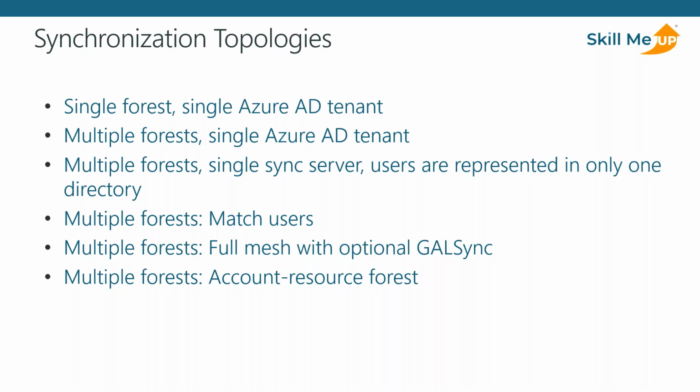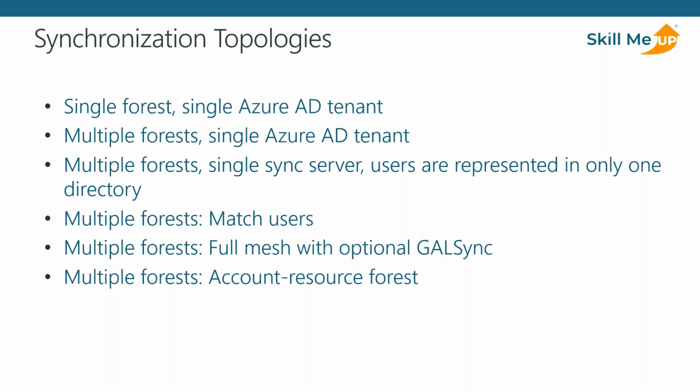We then also have multiple forests, single sync server, and users represented in one directory. So all the on-premises forests are treated as separate entities. No user is present in any other forest, and each forest has its own Exchange organization, and we're not doing a GAL sync between the forests. You've then got multiple forests that match users. This is common to all the scenarios, for doing distribution and security groups that can contain a mix of users, whether they're contacts or what are called FSPs, or foreign security principals. FSPs are used in Active Directory to represent members from other forests in a security group.